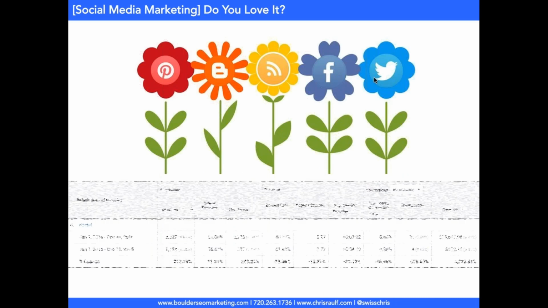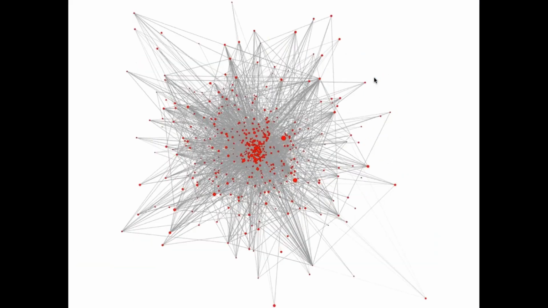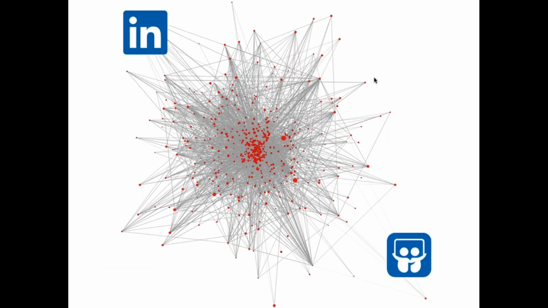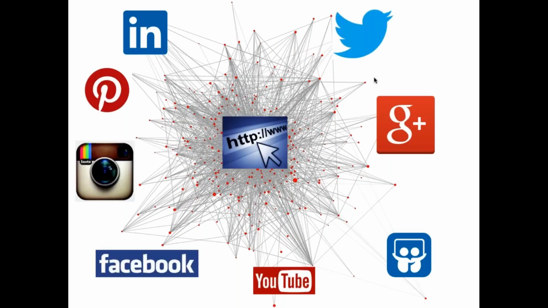All right, love it or hate it, social media needs to be part of your international SEO strategy. As you can see here, you can not only make money with social media marketing, that's a real customer example. All of these social media platforms actually help Google discover your websites. So I definitely recommend you take advantage of those international social media platforms.